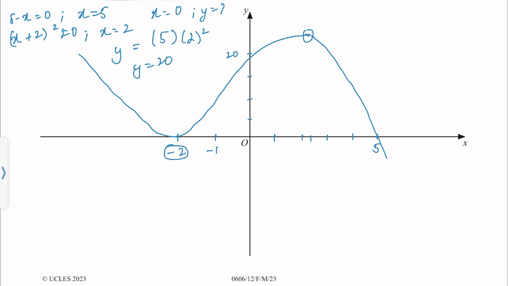So this is a pretty rough curve. You can just get an idea of what it will look like. So this is our final answer.